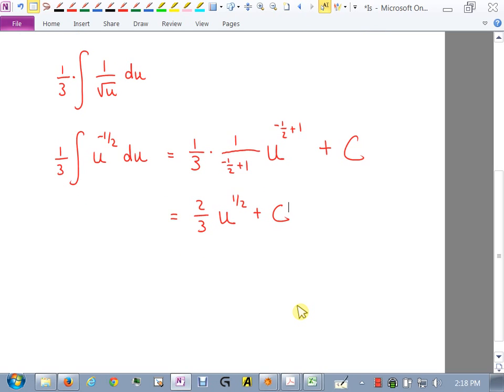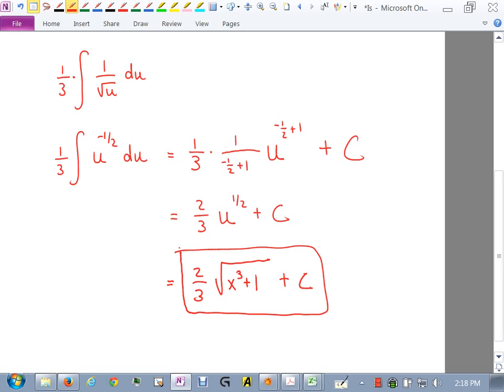Now plug in u. What is u? X cubed plus 1, plus c. I just rewrote the 1/2 power as a square root. Replace u with x cubed plus 1.